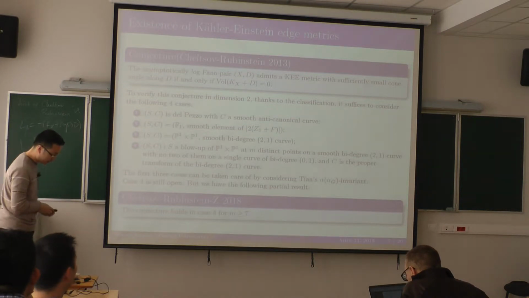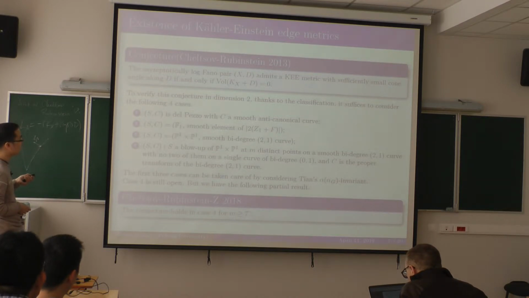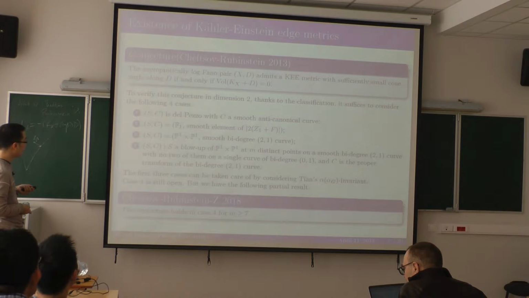So basically in dimension 2 we can use our classification, right? We can check which of them satisfy this condition. It turns out that there are only 4 cases left to be considered. That's good news. For the first 3 cases, we can easily show that the pair admits a Kähler-Einstein edge metric with small cone angles by computing their alpha invariant. This is also done by Cheltsov and Rubinstein in the paper, but case 4 is still open.